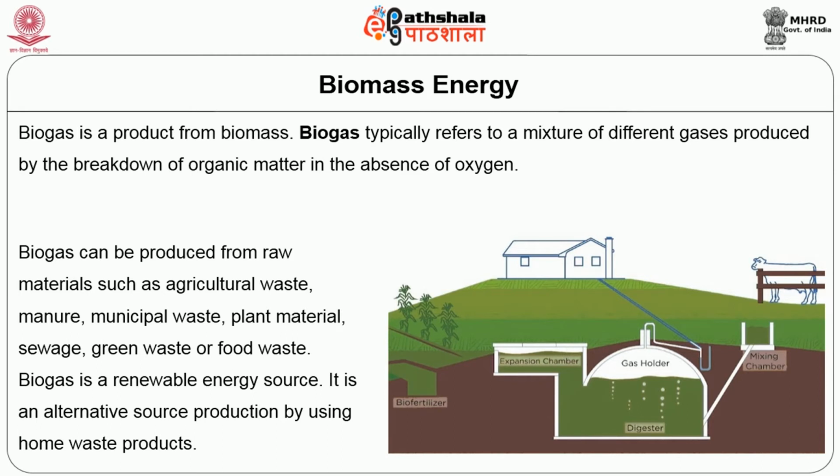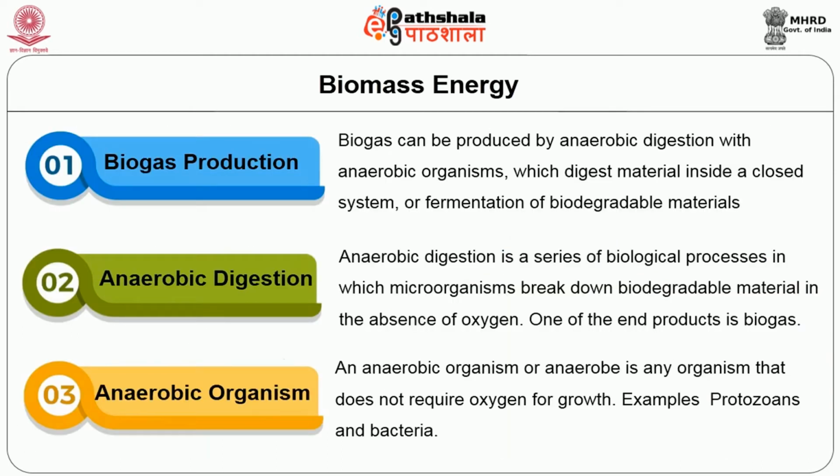Biogas production. Biogas can be produced by anaerobic digestion with anaerobic organisms which digest material inside a closed system, or fermentation of biodegradable materials. Anaerobic digestion is a series of biological processes in which microorganisms break down biodegradable material in the absence of oxygen. One of the end products is biogas.